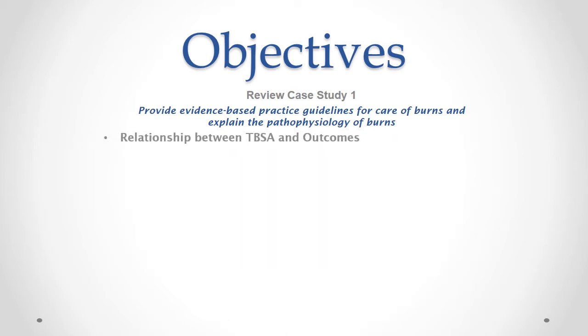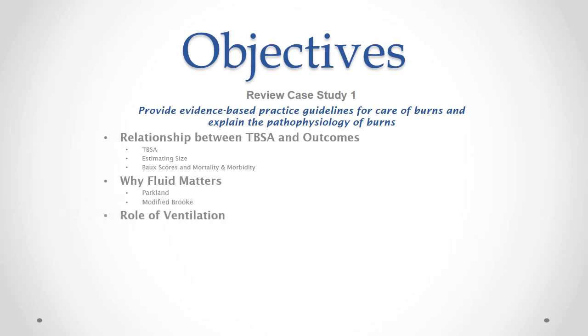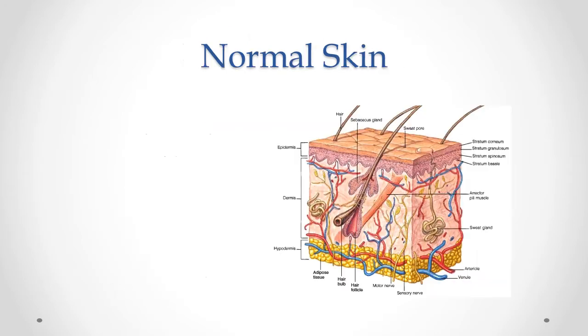We'll also look at the relationship between TBSA and outcomes. We'll have some practice in estimating sizes and look at mortality as it relates to the box score, and then discuss briefly the morbidity of burns. And then look at why fluid matters. We'll be discussing Parkland and modified Brook and when you might use one over the other. And then the role of ventilation, specifically as it relates to our case study and airway management in burns. And then look at burn shock from a local and systemic perspective, as well as burn infections, both local and systemic.